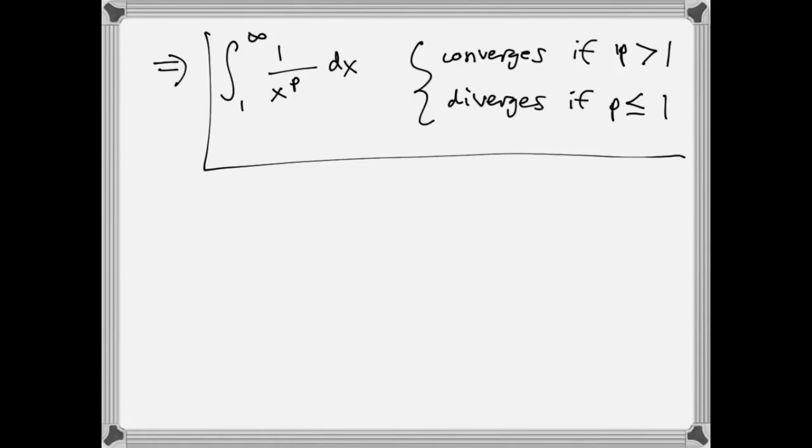Now, we've seen enough examples, I think, for the infinite integrals. So remember we said that was type 1. So now let's talk about type 2. Type 2 is called discontinuous integrals.